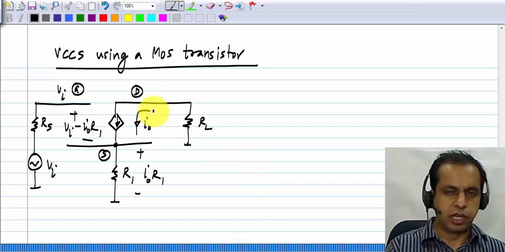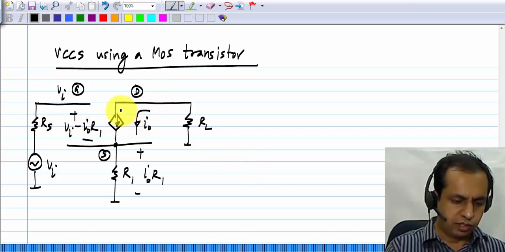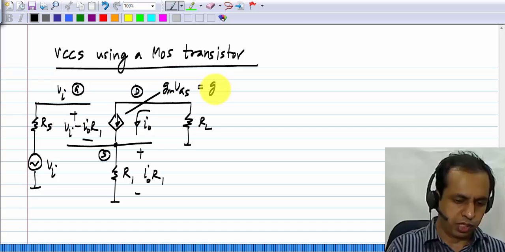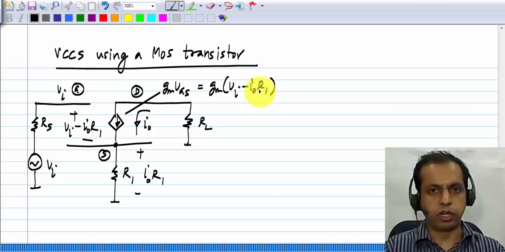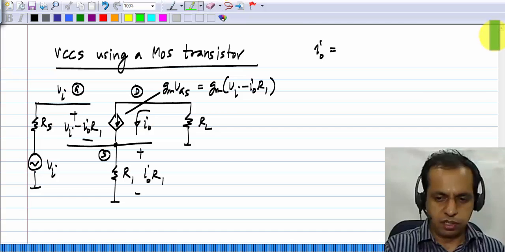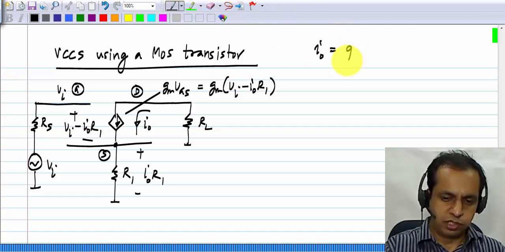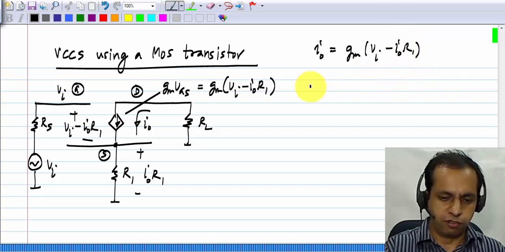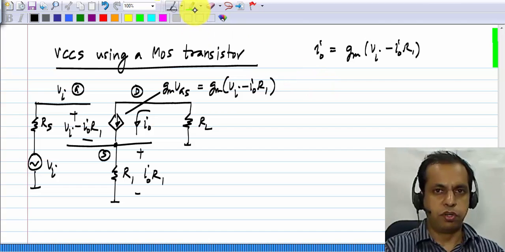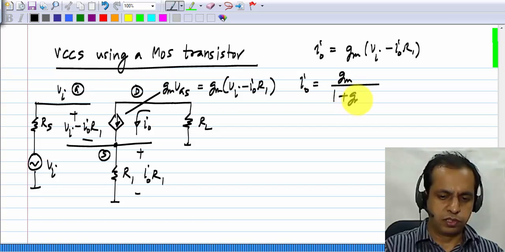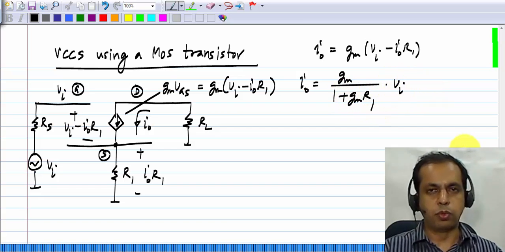Now what is the actual value of I0? You can see that this current source is Gm times Vgs, or Gm times (Vi minus I0 R1), and that itself is the output current. So to find the output current, all I have to do is write this equation saying I0 equals Gm times (Vi minus I0 R1) and solve for I0. Solving for I0, I get I0 equals Gm by (1 plus Gm R1) times the input voltage Vi.